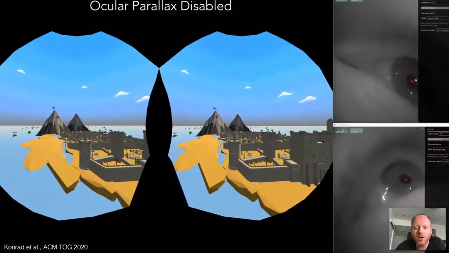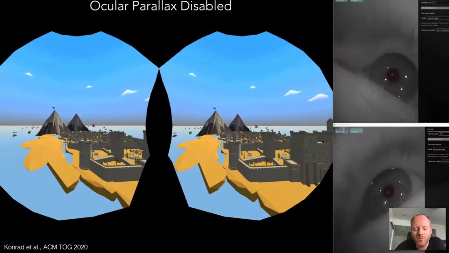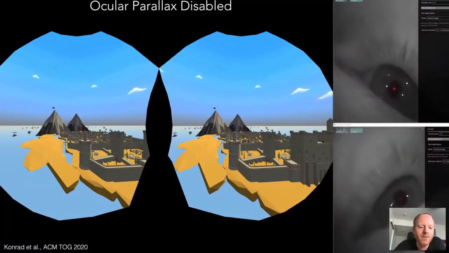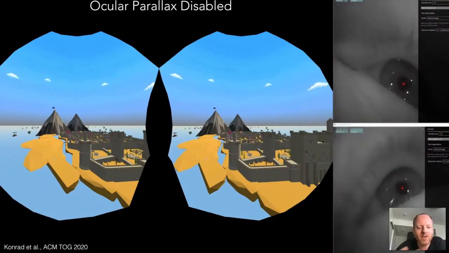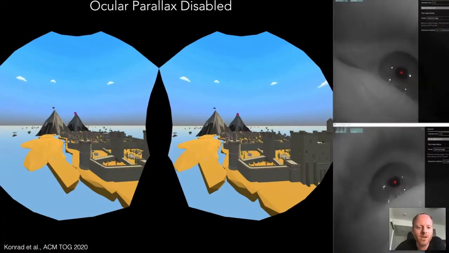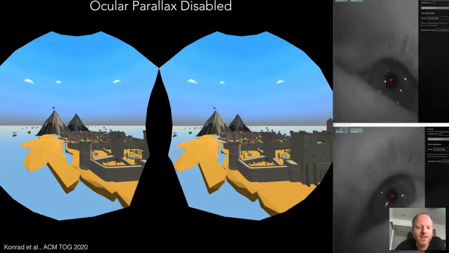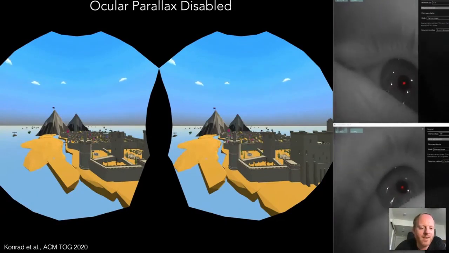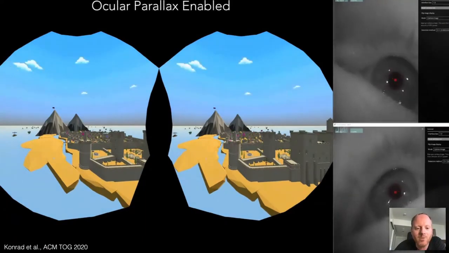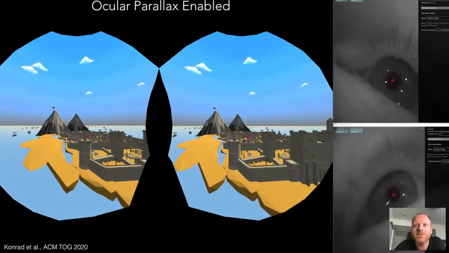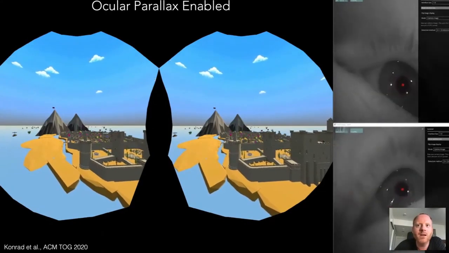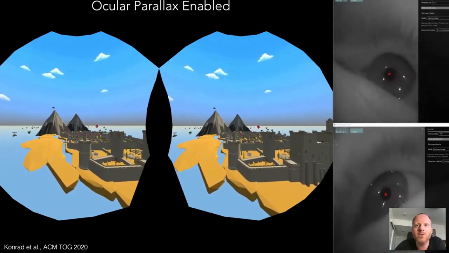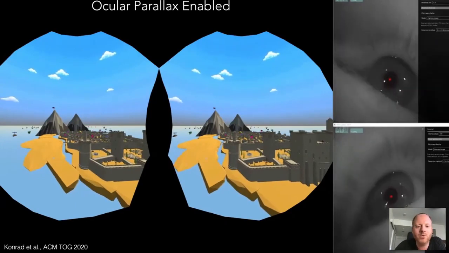If you dial it into a VR system, which is what we did with, I think, an HTC Vive Eye, which has a Tobii eye tracker, then it looks something like this. Here's a conventional rendering where we track the user's eye. You can see the gaze point in red, but nothing changes as the gaze moves around. But if you enable ocular parallax, what you'd see is that there's this tiny amount of image shift in these stereoscopic images that corresponds to the gaze direction.